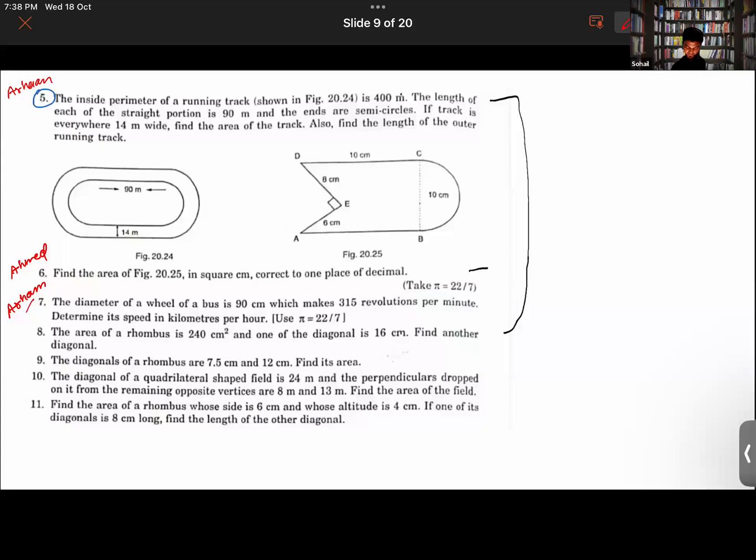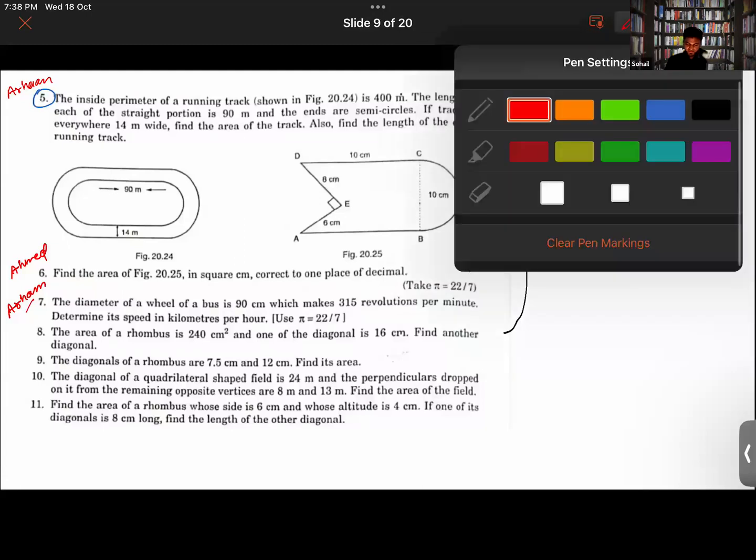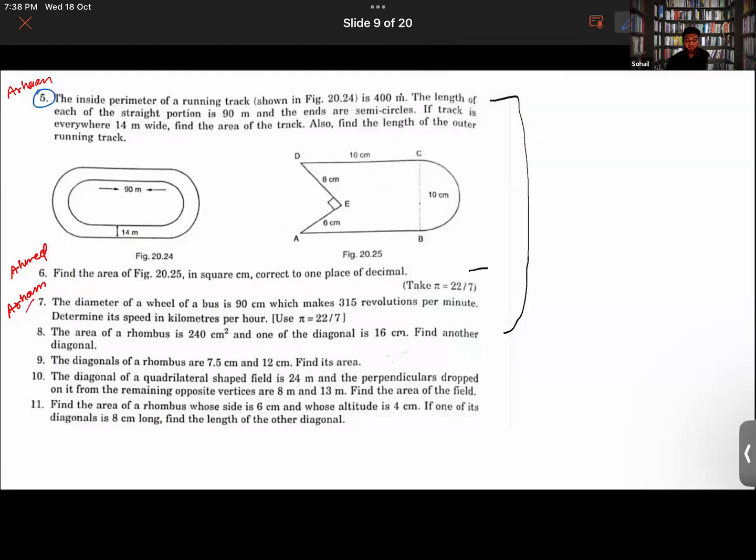is 315 revolutions per minute. Determine its speed in kilometers per hour. No, you don't have to take it as a cylinder. It is simply a circle. This is simply a circle. Yes, sir. Okay.